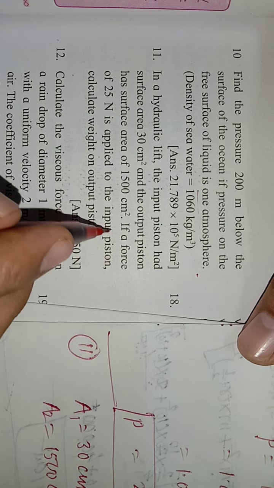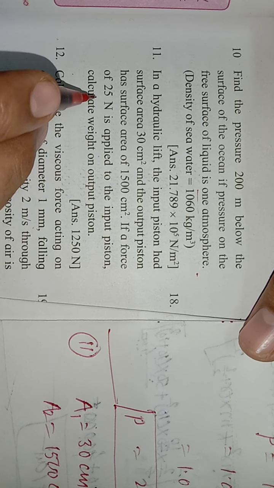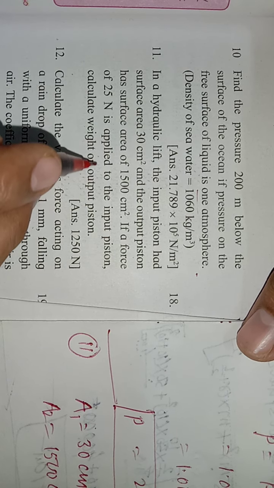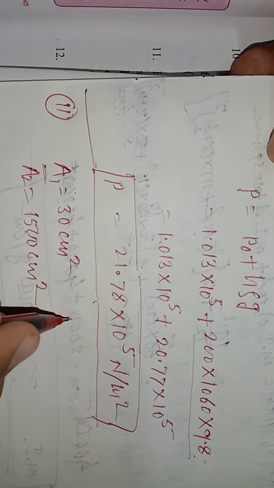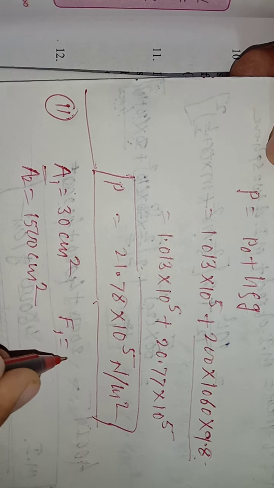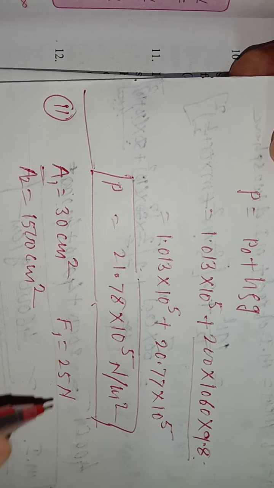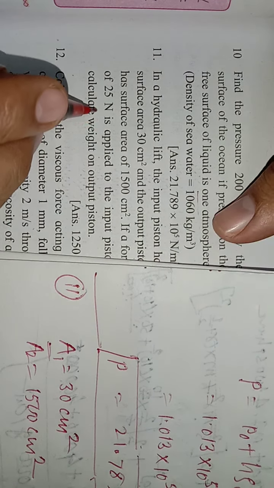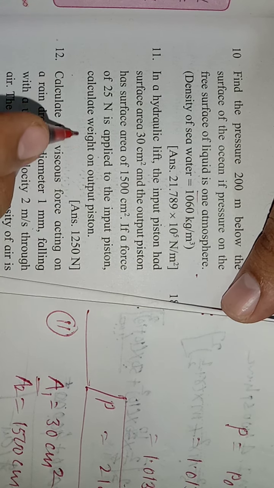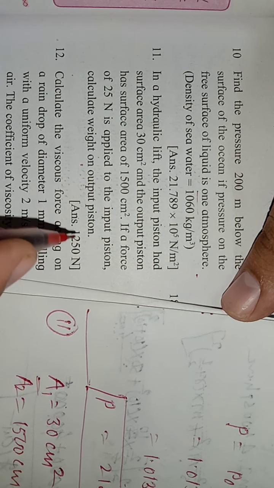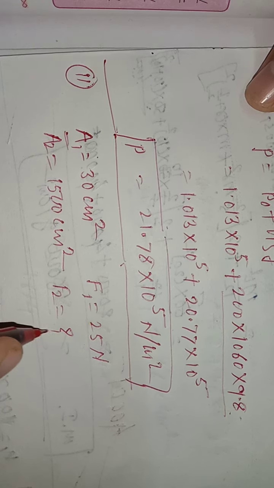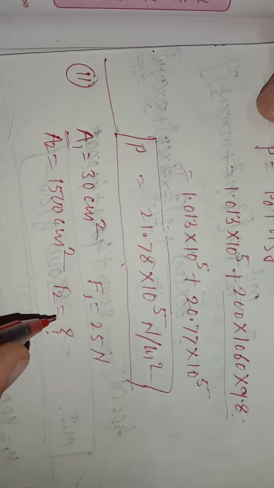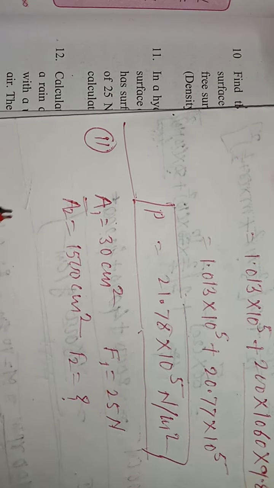If a force of 25 Newton is applied to the input piston, that means for input area A1, the force we can write F1. F1 is equal to 25 Newton. Calculate the weight on the output piston, that means we have to calculate the force applied on the output piston, that is F2 is equal to question mark.